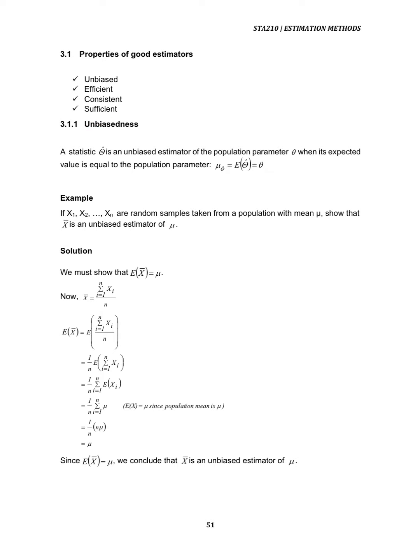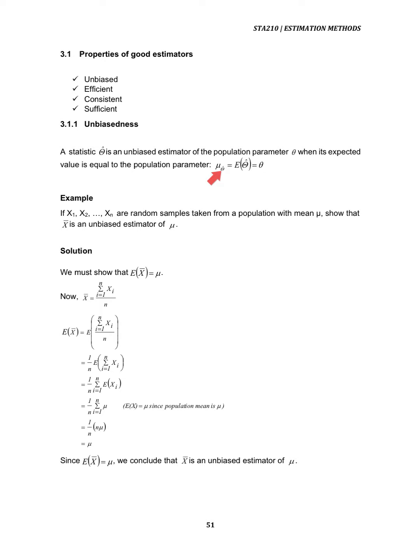Let's take a look into the first property of a good estimator. We call it unbiasedness. A statistic theta hat is an unbiased estimator of the population parameter theta when its expected value is equal to the population parameter. Meaning that the expected value of theta hat is equivalent to theta.